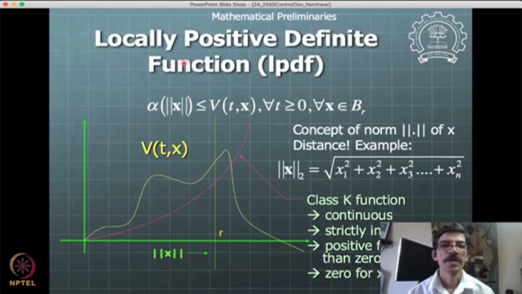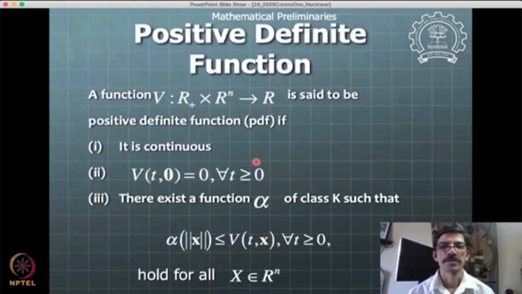So this is for the local definition. You need to have this ball of radius r, at least for some limit on the norm of x. If it is valid, then that is a locally positive definite function. Okay, so this is the base definition for the locally positive definite function, and if this r is extended to the entire space, r tends to infinity, then this will become a positive definite function. We don't say globally, but it is a positive definite function. Okay, so that is the main definition here.